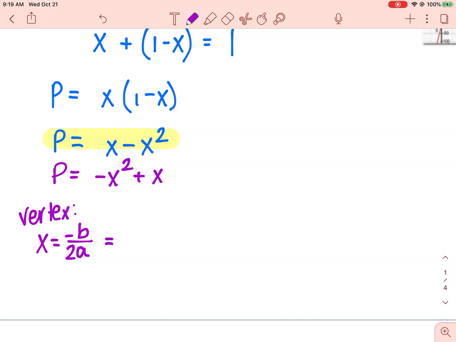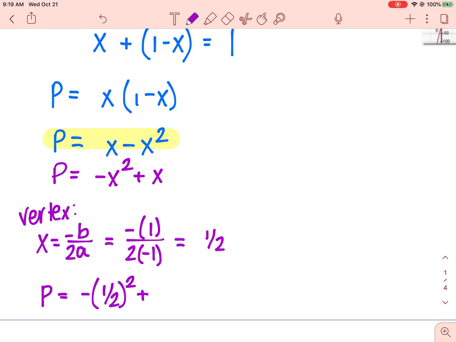When I do it this way, I get my b value is 1 over 2 times negative 1. So my x value of my vertex is 1/2. I need to now find my y value, so I'm going to take that, plug it back in. So my p or y value in this case is going to be negative 1/2 squared plus 1/2.